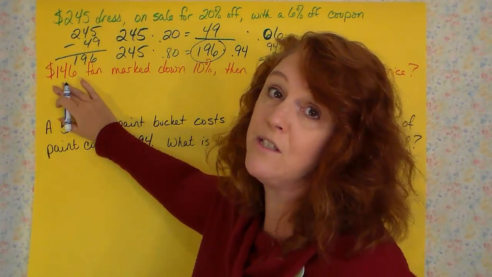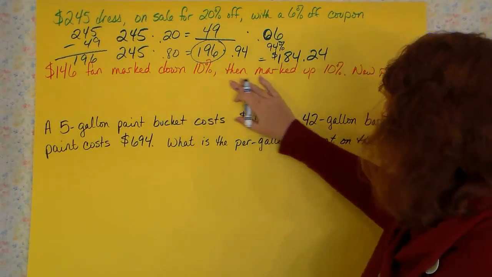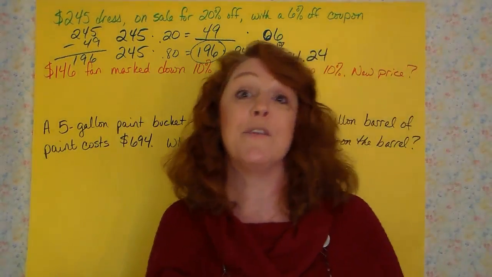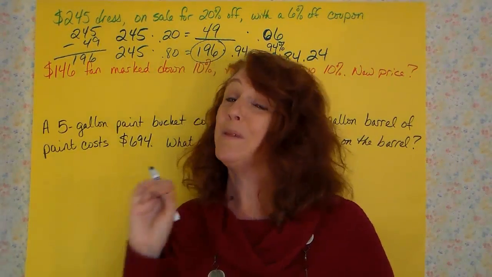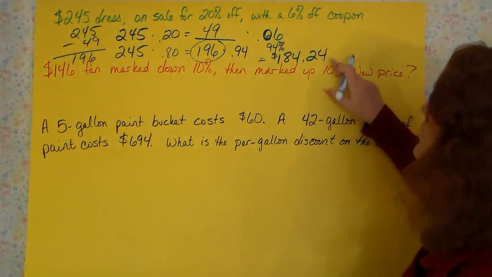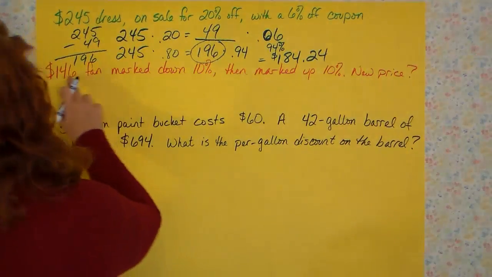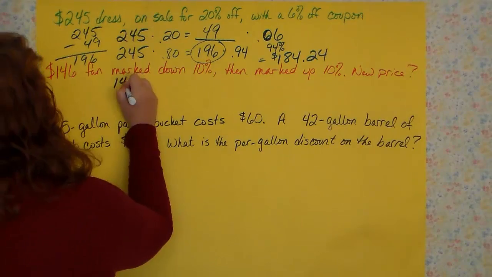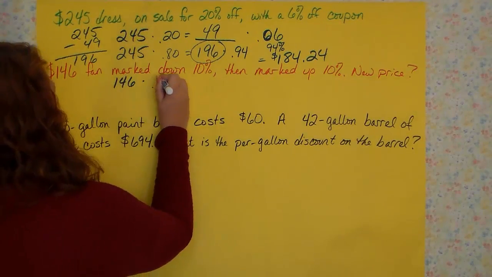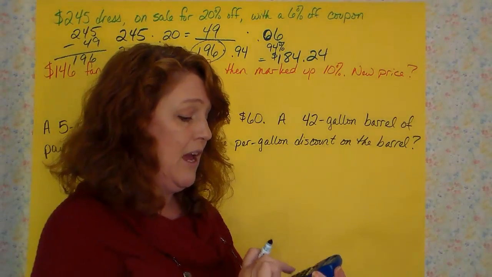What about a $146 fan that is marked down 10% and then it's marked back up 10%? What's the new price? Well, instinctively you're thinking, well, it's back up to 146, but that's not the case. Because remember, you have to take the second percentage off the new price. So if I take 10% off of 146, 146 marked down 10%, so I'm going to multiply it by 0.9, because if it's 10% off, it's 90% on.